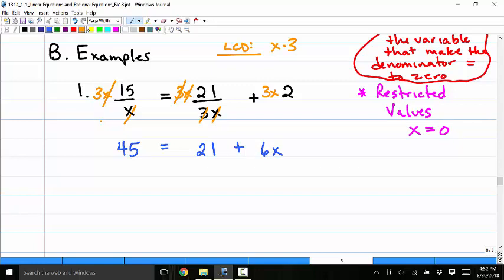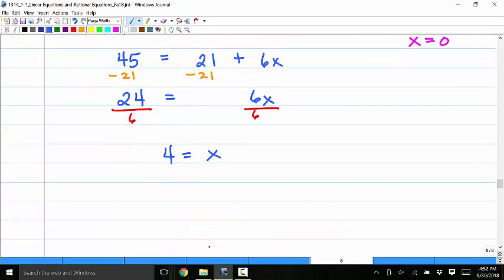To solve for x, first thing I need to do is subtract 21 from both sides. 45 minus 21 is 24, is equal to 6x. Now I need to divide both sides by 6, and my answer will be 4 equals x. Is this a restricted value? No. So that's my answer to this problem.